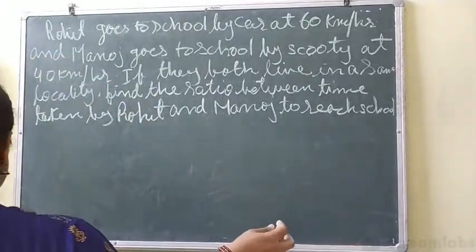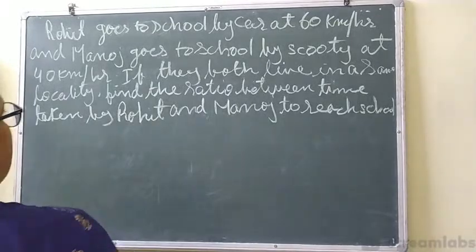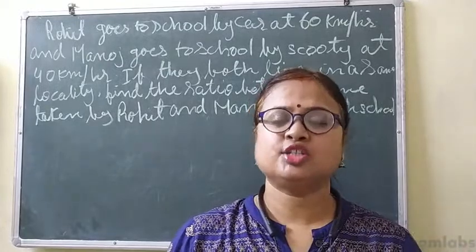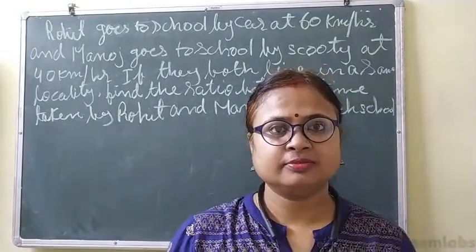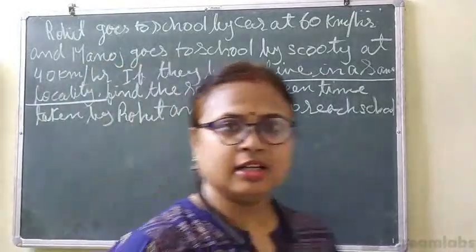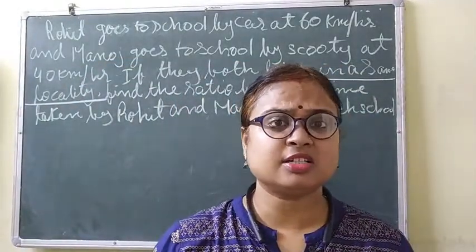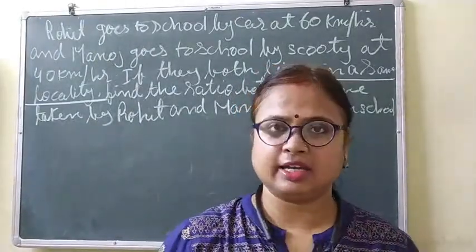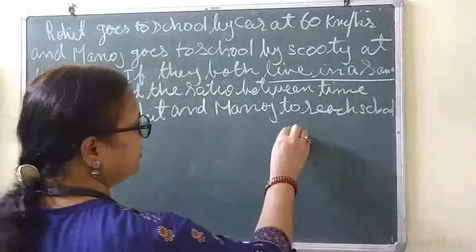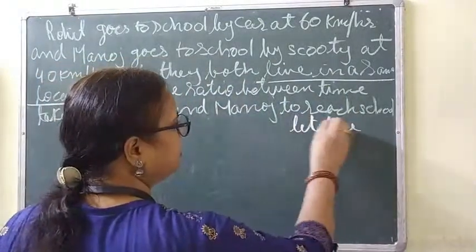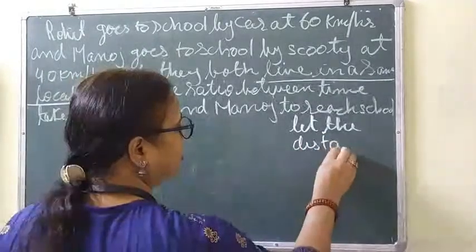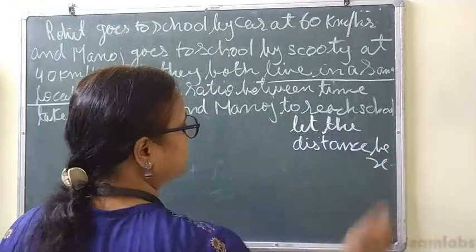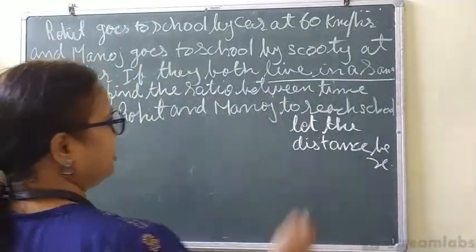So what do we have to find here? We have to find the time. How will we find the time? What is the formula to find the time? Distance by speed. But here the distance is not given. What will we do? We will suppose, let the distance be x. Clear? So we write here: let the distance be x.